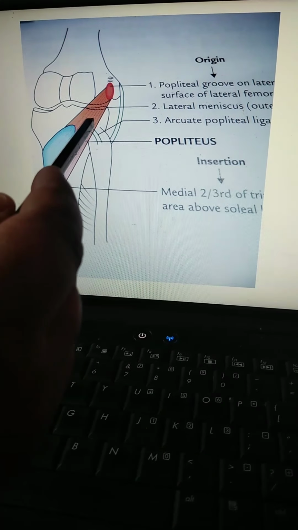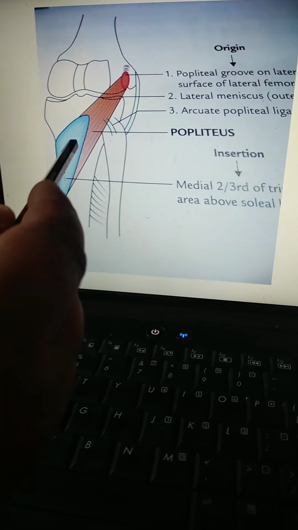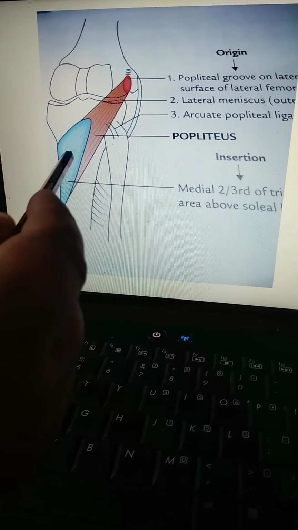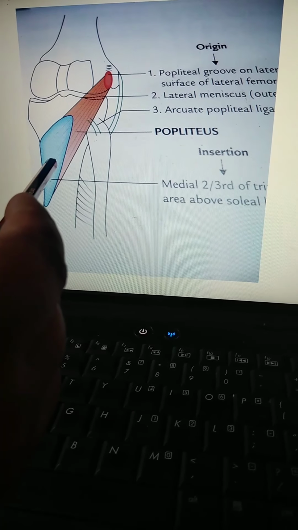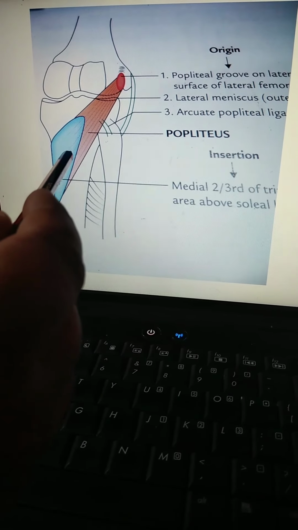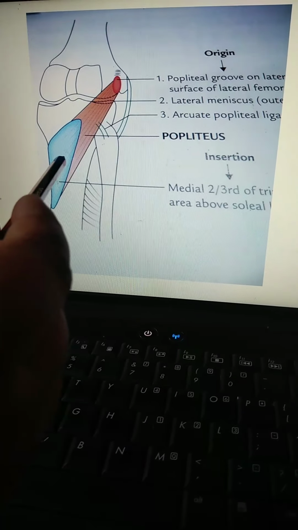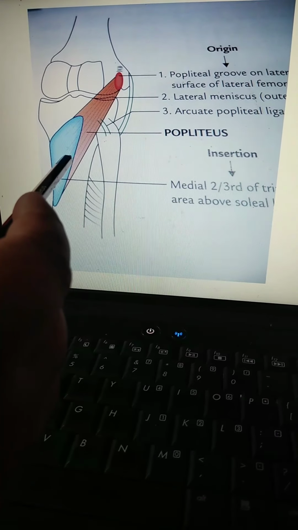The tendon passes downwards and medially and flares out to form the fleshy part and is inserted into the medial two-third of triangular area above the soleal line on the posterior surface of tibia and also popliteal fascia. The popliteus is supplied by a branch of the tibial nerve.